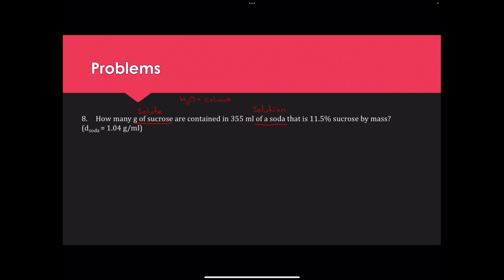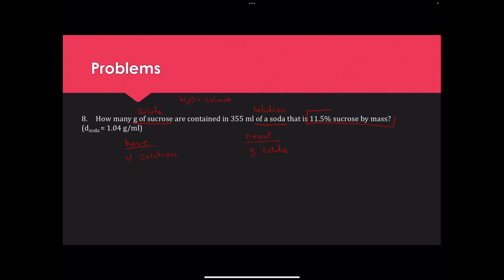So we are looking for grams of our solute. Now, the information that we have in terms of the amount of a substance, so a given mass, volume, or moles, is the volume of our solution. So somehow, we've got to get from the volume of our solution to the mass of our solute. Now, solute and solution are going to be related through concentration. So we look to see if we have a concentration here.